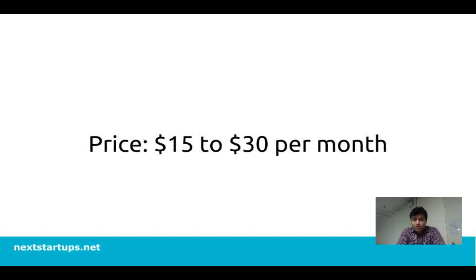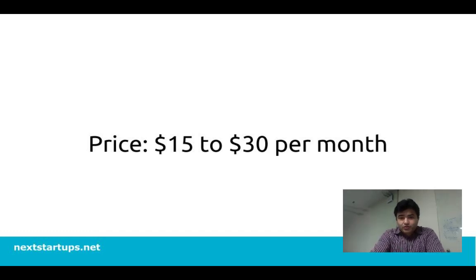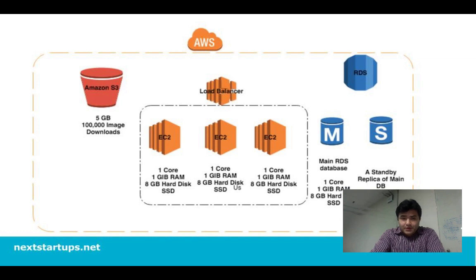So if you don't use that, or if you have already expired your first year code, the costs are going to be higher. Let's look at the second architecture that I have designed. As you can see, I have kept the Amazon S3 bucket the same size, 5 GB, assuming a load of 100,000 image downloads per month. The second service that I'm using is called Amazon AWS Load Balancer.